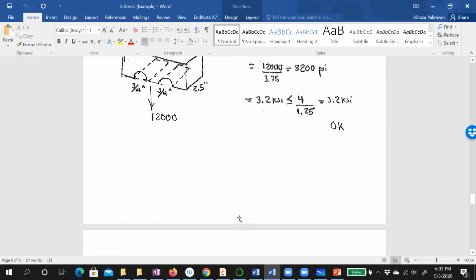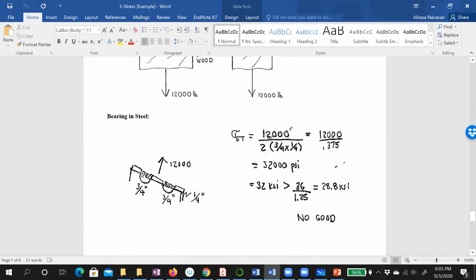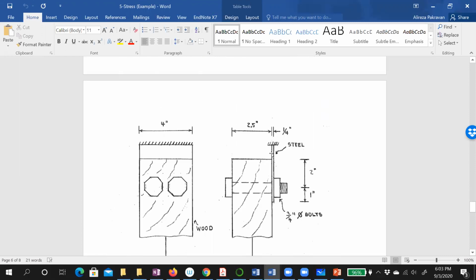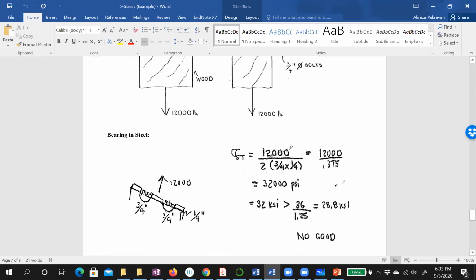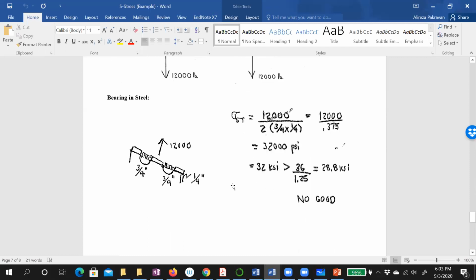So let's do bearing for the steel. For the steel, the only difference is thickness. The thickness of the steel is 1/4 inch. The diameter of the bolt is again 3/4. The thickness is 1/4 inch, and 2, since we have 2 bolts, 2 bearing areas, right? And that's a problem now. 32 is greater than the allowable stress, and now it's a good time to ask a question.